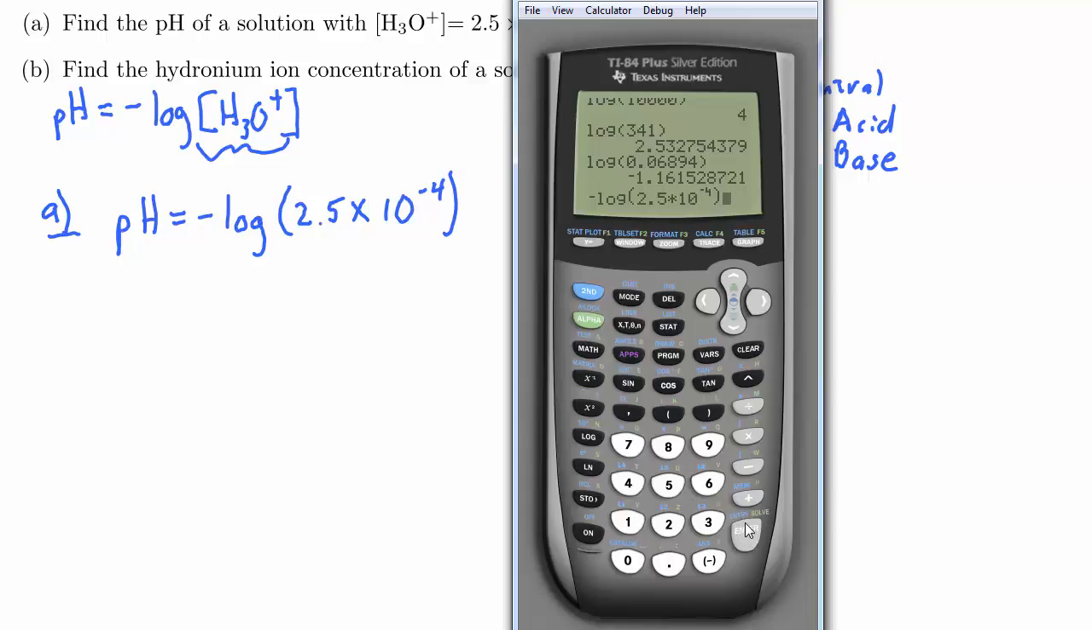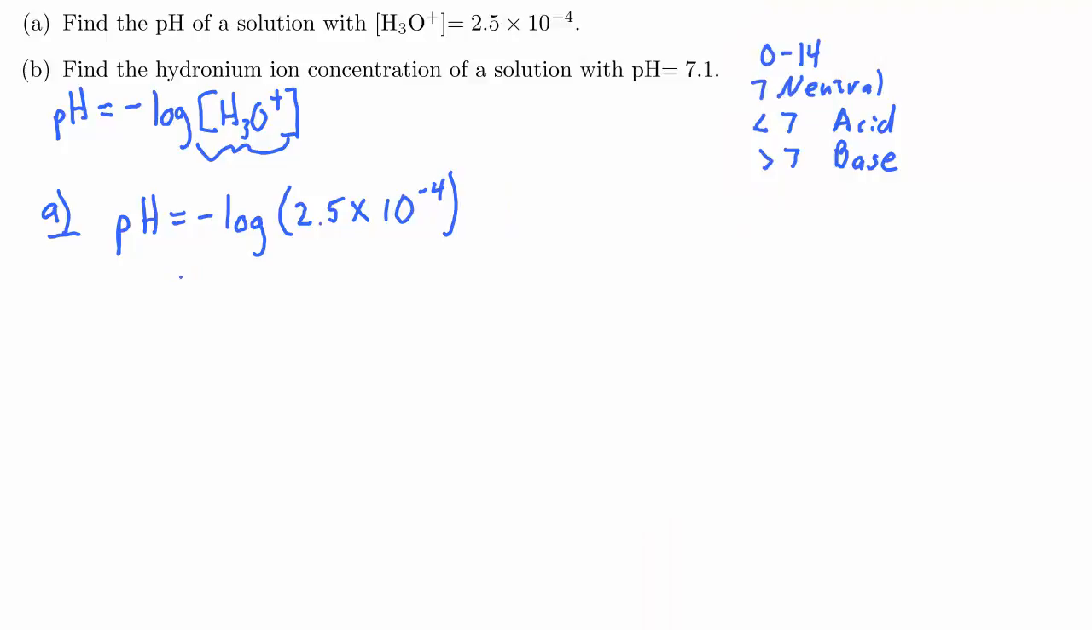Once you get that in there, you click enter, and it says 3.602059991, or excuse me, 3 nines. Well, here's the thing about pH. Generally we just go to a single decimal place. So what that tells me is that this has a pH of 3.6. That also tells me that this hydronium ion concentration level is an acid.